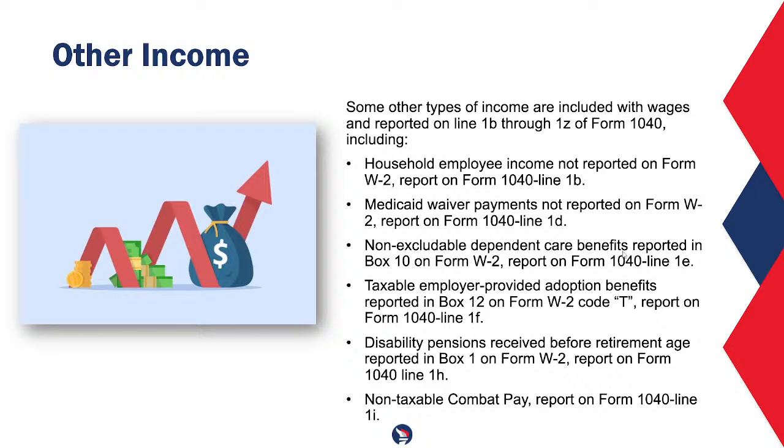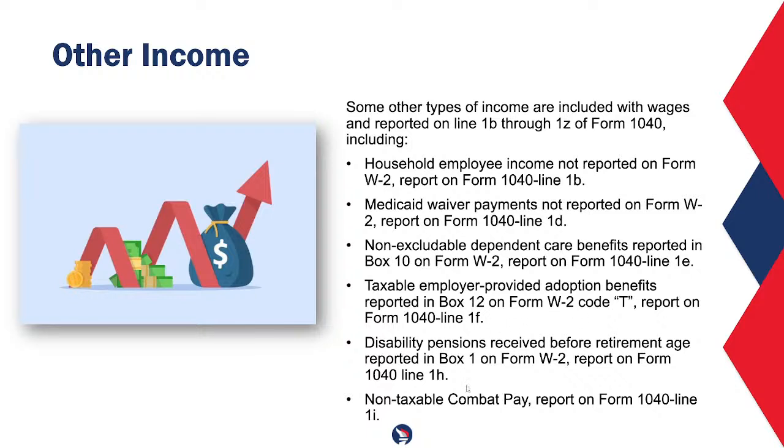Non-excludable dependent care benefits reported on box 10 of a W-2. Not really a problem that we have here out in the plains, but if you're working in a bigger city where the employer was providing daycare in-house, or even reimbursing you or giving you an allotment so you can buy your own daycare, that can be excluded from income, and this is where it gets reported. Taxable employer-provided adoption benefits, we're really not going to see that, so I'm not really caring about that.